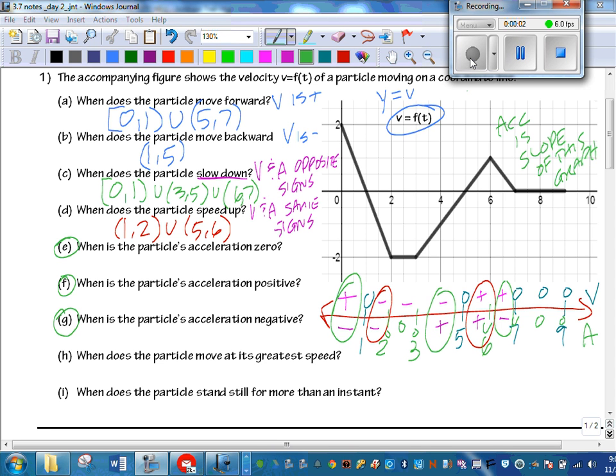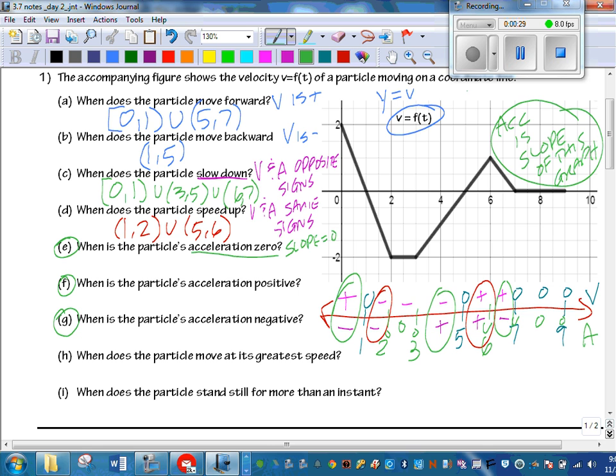Okay, so for part E, when is the particle's acceleration 0? So acceleration is the derivative of velocity, right? So we already established for this problem, acceleration is going to be the slope of this graph, because it's the derivative of velocity. So basically, for the acceleration to be 0, we're trying to figure out when is the slope equal to 0. Now again, you need to pay attention to what graph you're given.